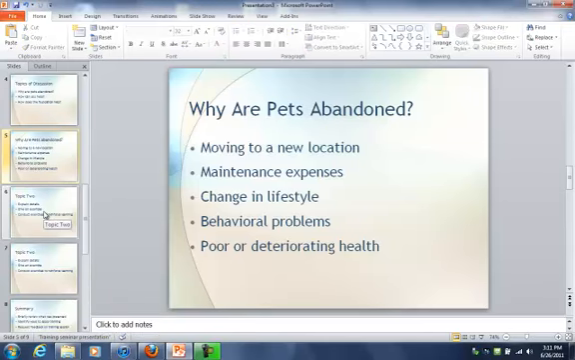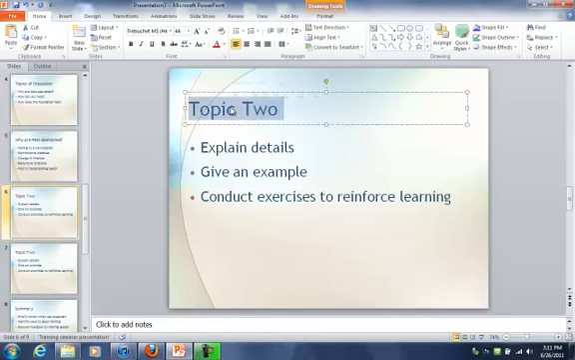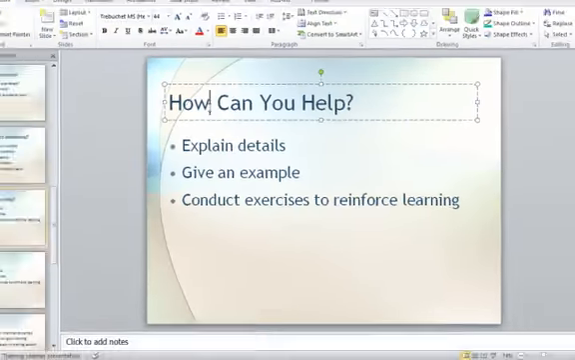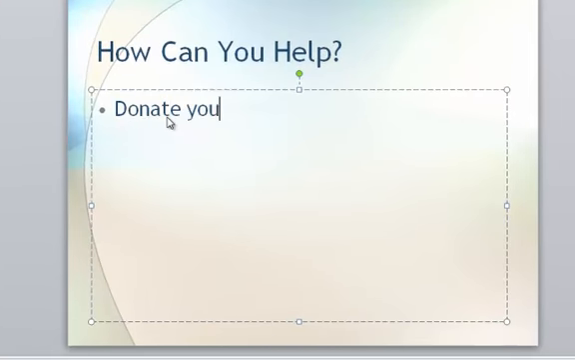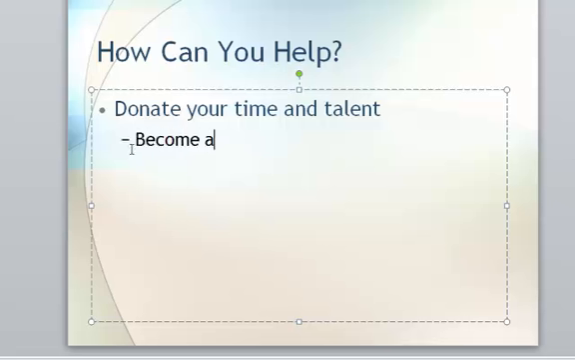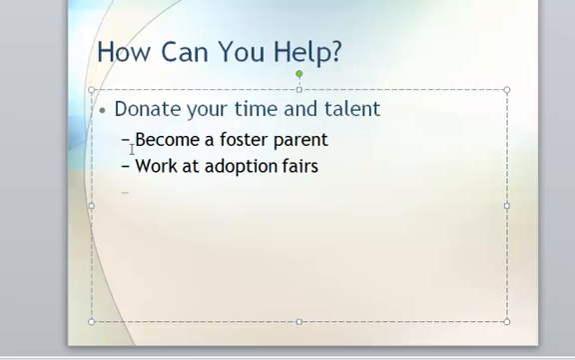I'm going to click on slide 6 and change this one to how can you help? And my bullets for this one are going to be donate your time and talent. Next, I want to come down to donate your time and talent and tab over, and you'll see it changes to a subordinate point.